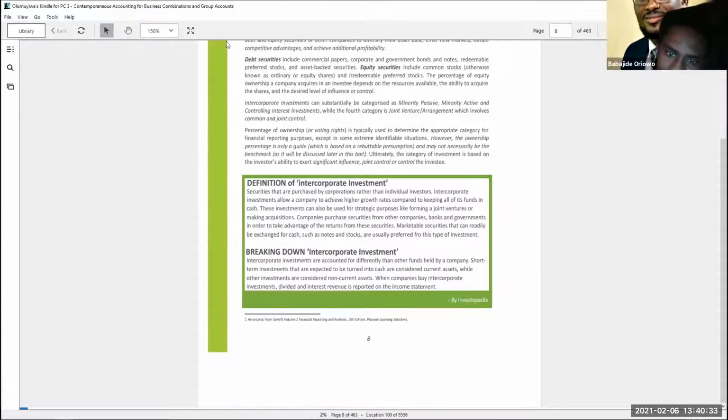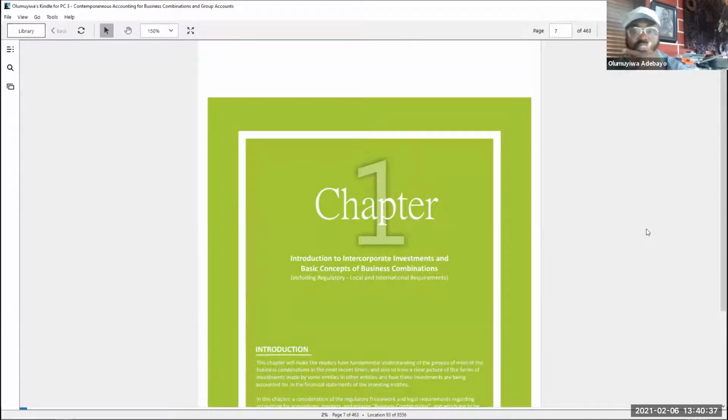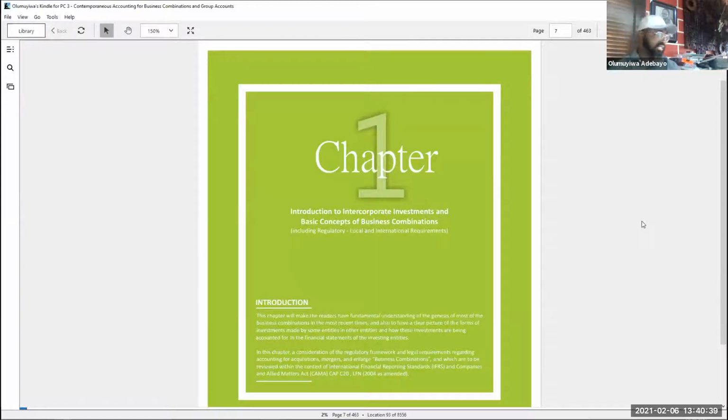Okay. Now, who can distinguish between a business combination and intercorporate investment? What is an intercorporate investment? In a literal sense.